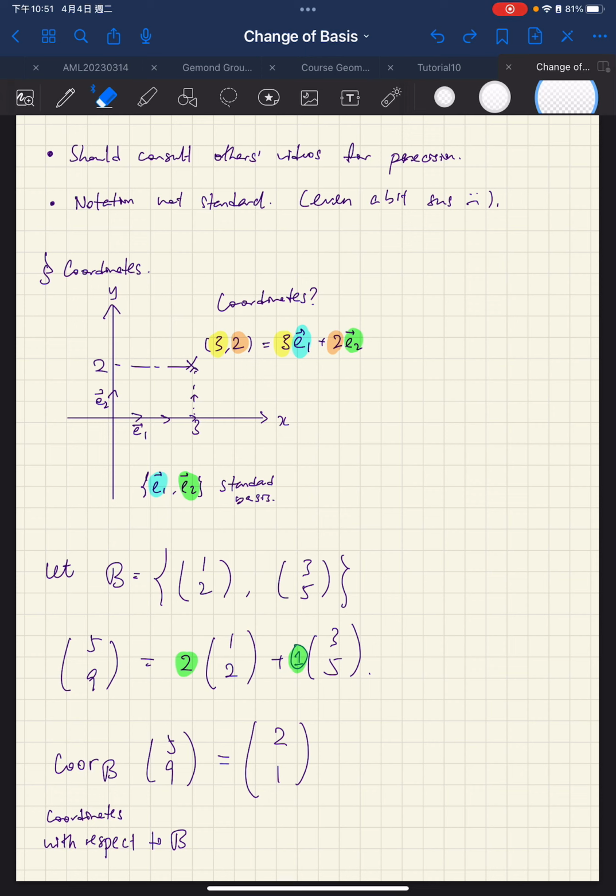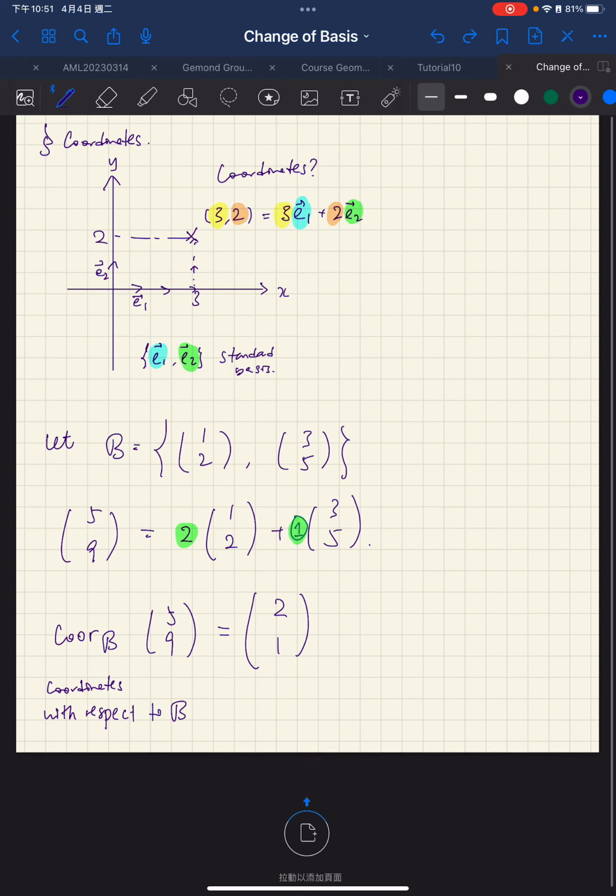The way you know that this 2 and 1 exists is that you solve the equation. So for every single coordinate, you need to solve an equation, which is extremely tedious. So it is difficult. So let's talk about another thing.